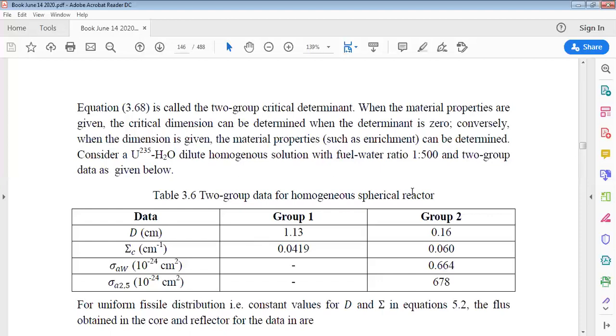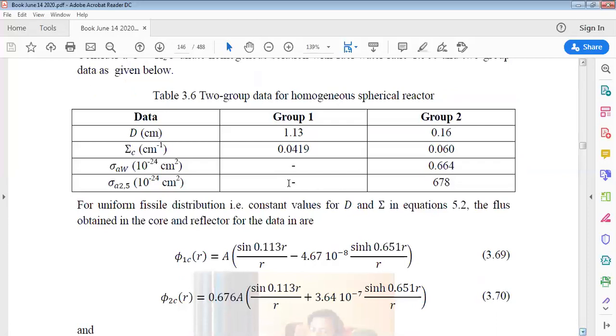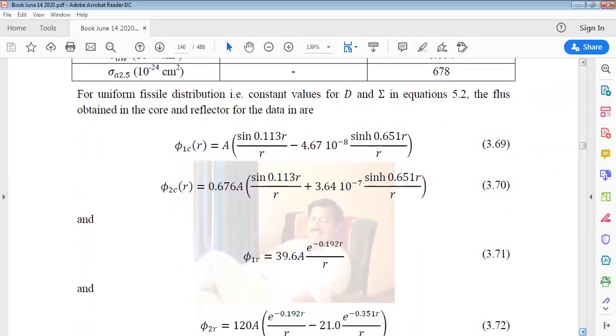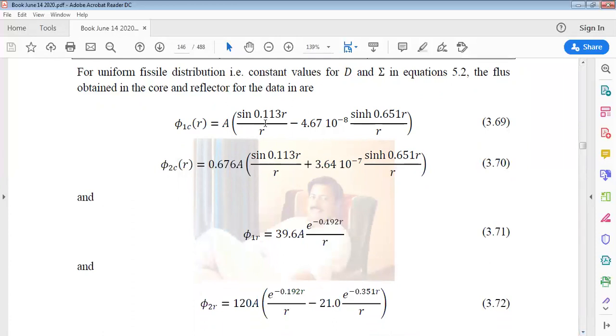So let's apply the two group data. Now, I'm going to give you a little talk later. How do you get data? That's a separate thing. But here, let's say we are given for group 1, which is a fast group, the diffusion coefficient and the removal coefficient in the core. You're given the diffusion coefficient and the removal macroscopic cross section in group 2 in the core, and you're given the water microscopic cross section in group 2. You're given the absorption cross section in U235 in group 2. Water does not have, of course, any fission or very much to contribute to the absorption. So we say mainly in the dilute it's uranium. Now, when you do that, then the previous solutions I showed you were for core, and you get for reflector.